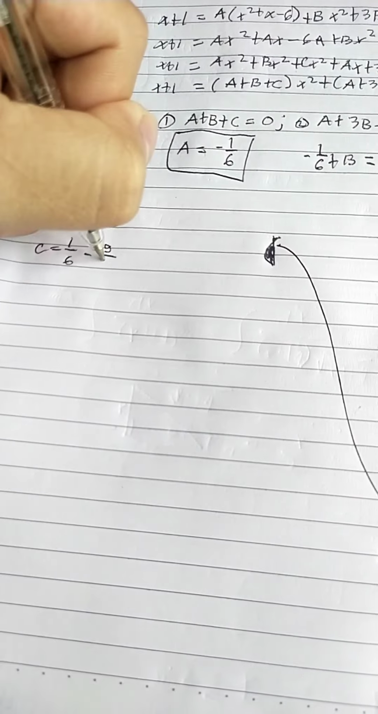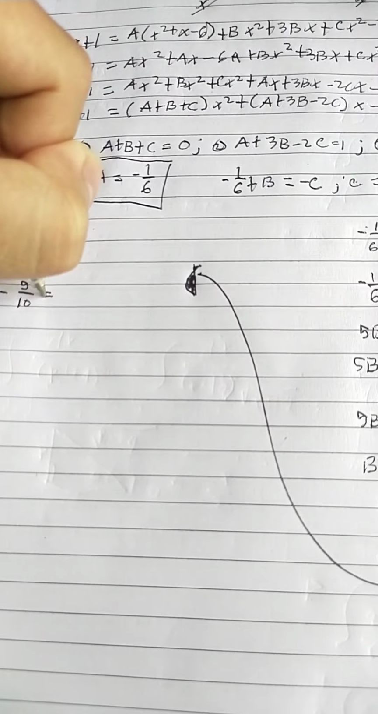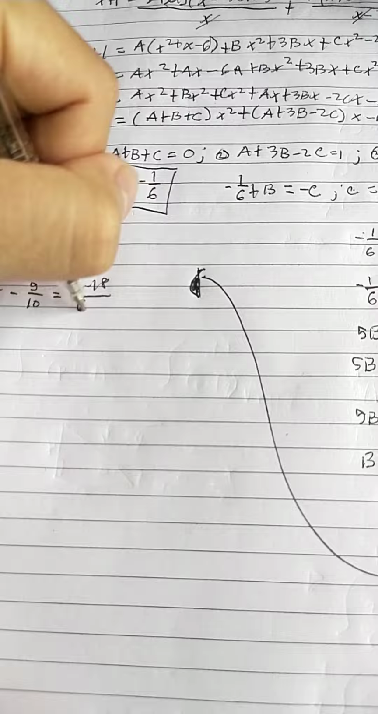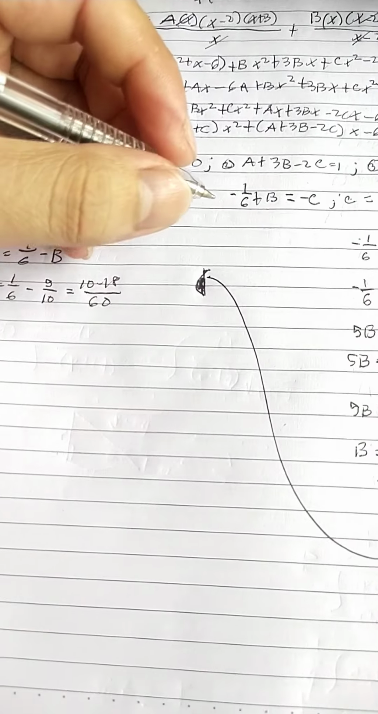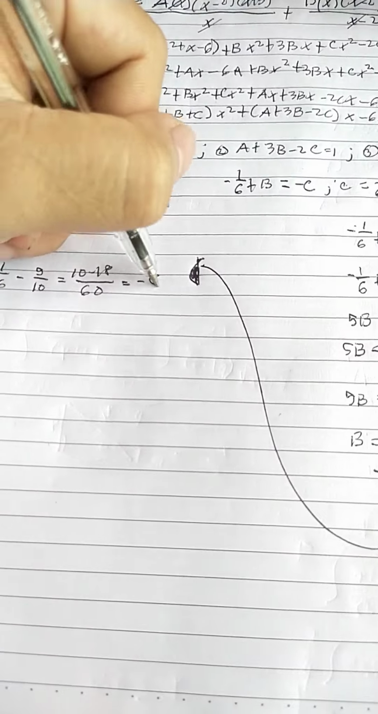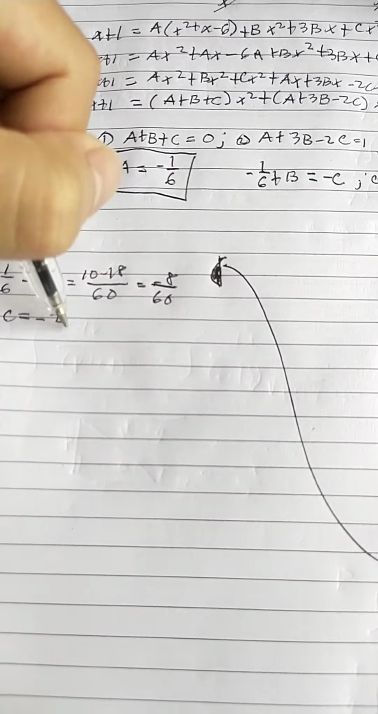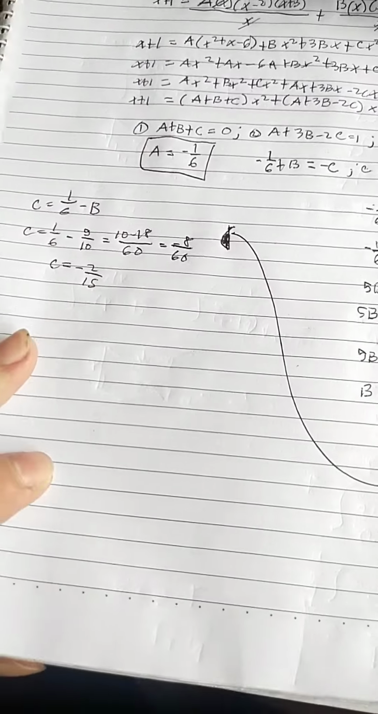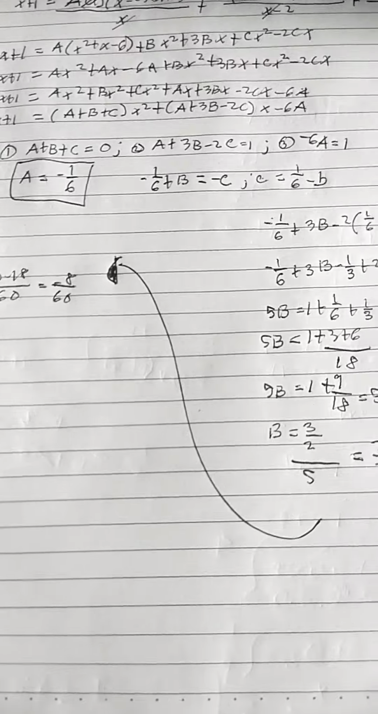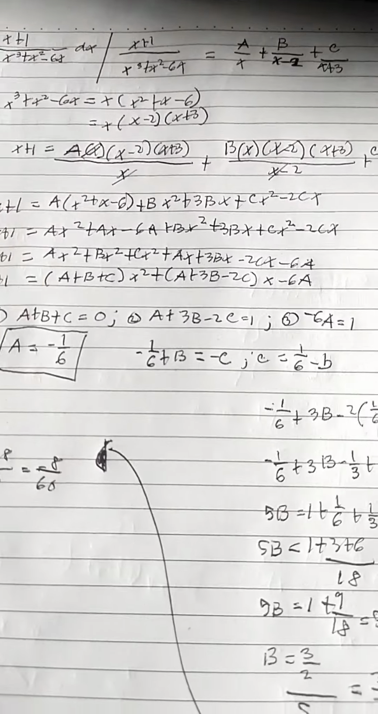5 over 10. So, is equals to 10 minus 18 over 60. It is equals to negative 8 over 60. So, c is equals to negative 2 over 15. So, now we can solve this problem.